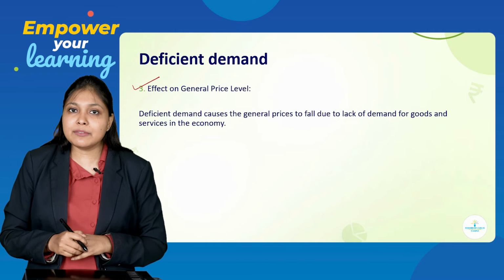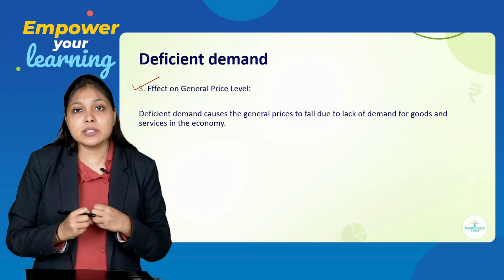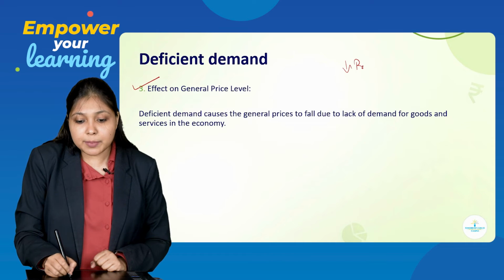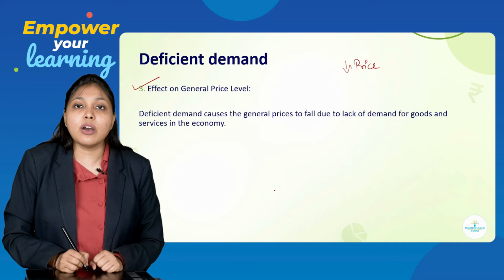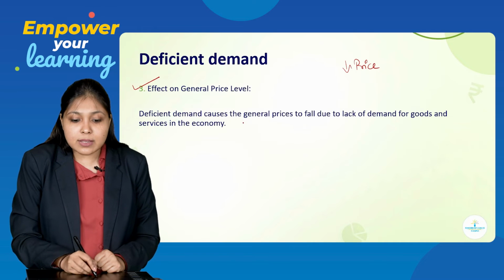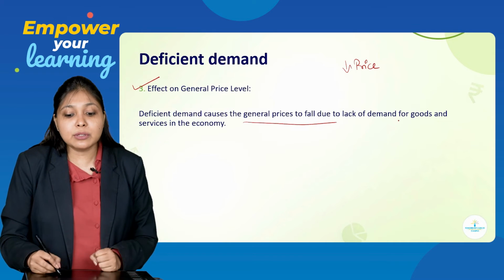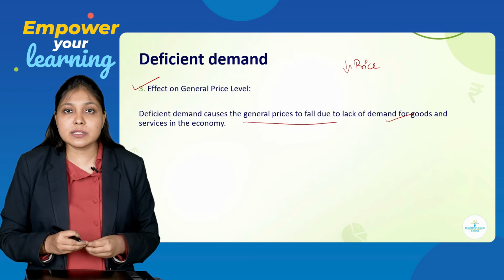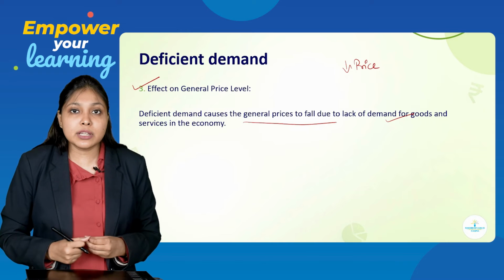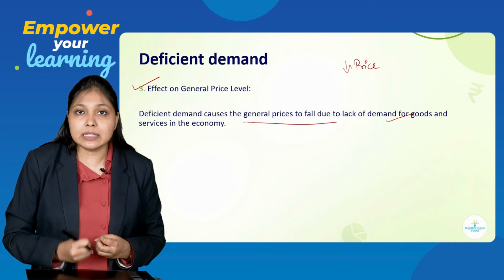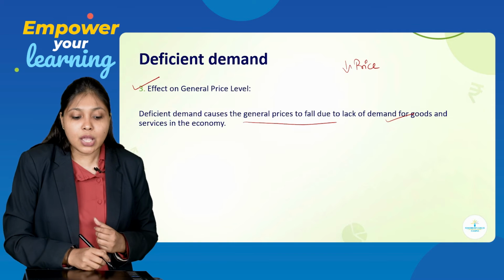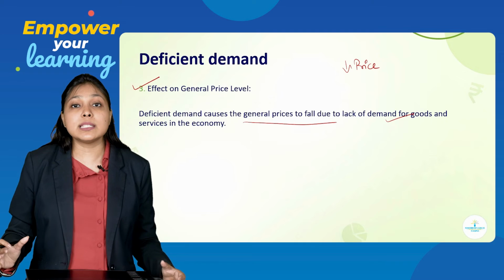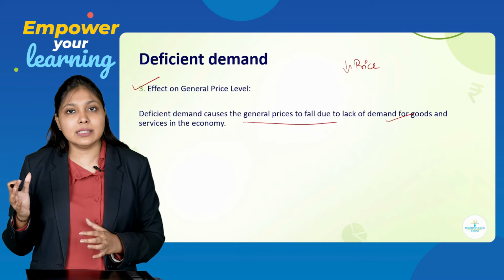Effect on general price level. So this will reduce the prices of goods and services. So on price level, there will be reduction in the prices of goods and services. This causes general price level to fall due to lack of demand for goods and services. Since nobody is demanding goods and services and sellers want to clear off their stock, that is why they will reduce the prices of their goods and services. So this is the concept of excess demand and deficient demand.